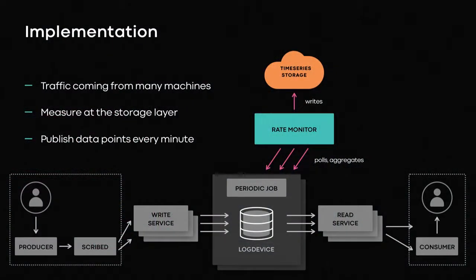OK, but how does this work? The central piece is a rate monitoring job that runs every minute. It polls every cluster of the underlying distributed storage, so it gets the counters directly from the log device clusters. It aggregates these counters and then writes them to one of our internal time series storage inside Facebook, where it can be later queried by other consumers. So this needs to happen fast and reliably and account for all the millions of machines that send data to infrastructure.